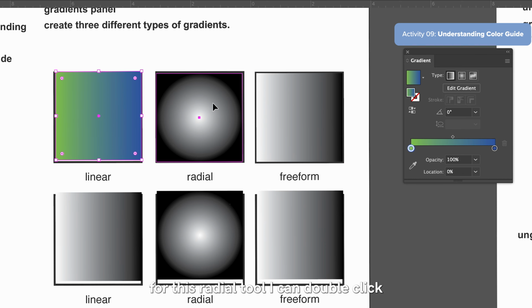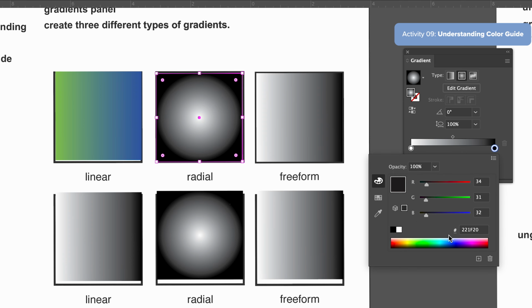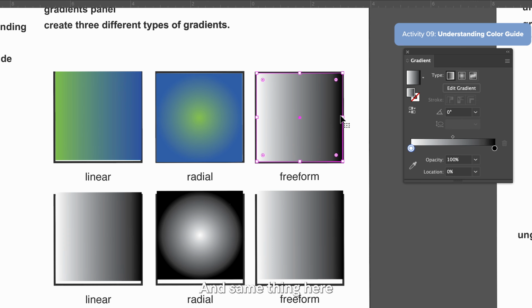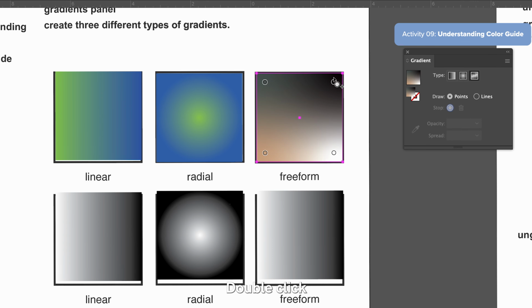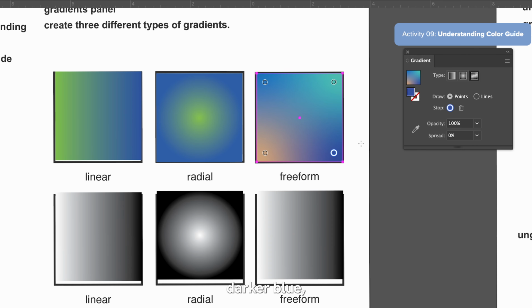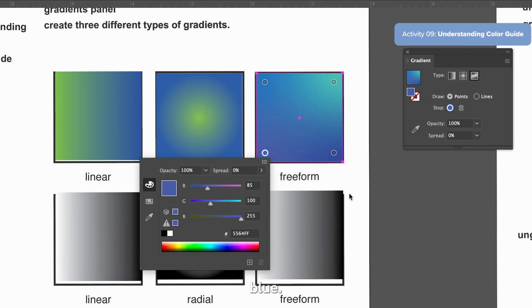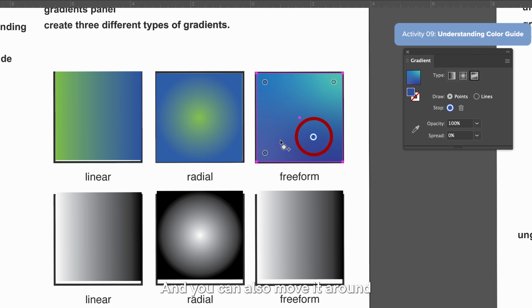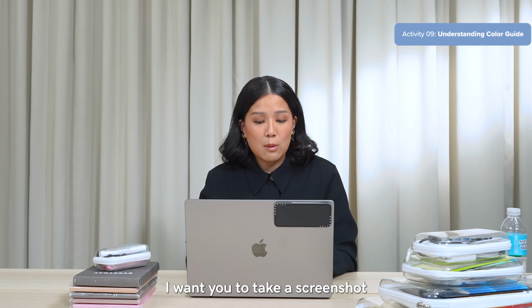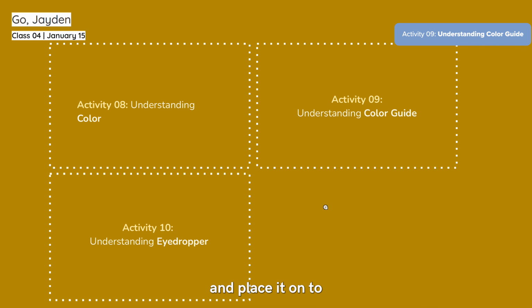And I would do the same for this radial tool. I can double click, change the color, change it to this green. And same thing here. I want to change it to freeform. Double click, green, double click, blue, double click, darker blue, double click, blue. All right, and you can also move it around since it is freeform. So what you want to do is do it for the rest of the activity. And then once you're done, I want you to take a screenshot and place it onto activity number 9, understanding color.